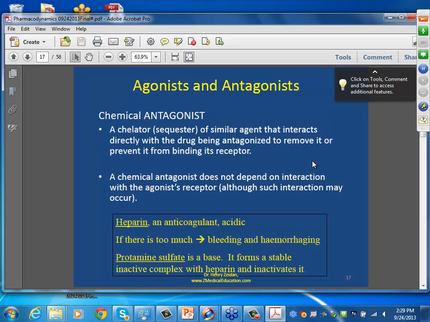As we stated, the antagonist does not depend on the level of interaction with the agonist receptors, but it can bind at other sites. Heparin is a good example for that, an anticoagulant, acidic. If there is too much, you expect bleeding and hemorrhaging. Protamine sulfate is a good example for that. Why? Because it forms a stable inactive complex with heparin, so it removes it. It can knock it off. It inactivates it. So it functions as a decent antagonist.